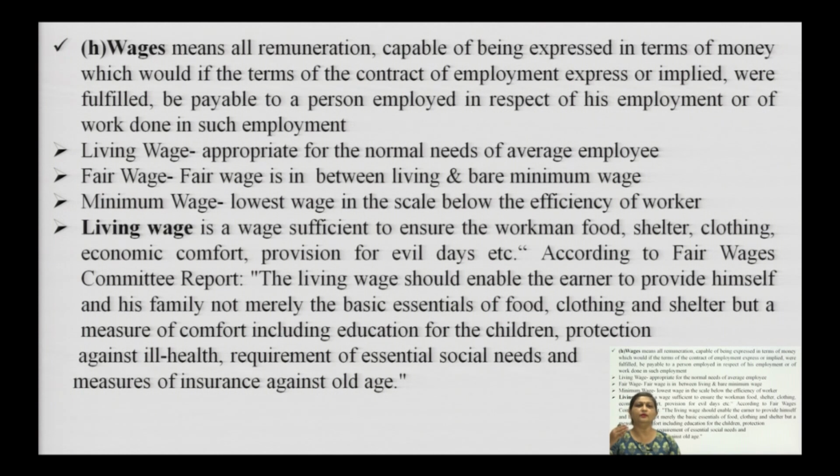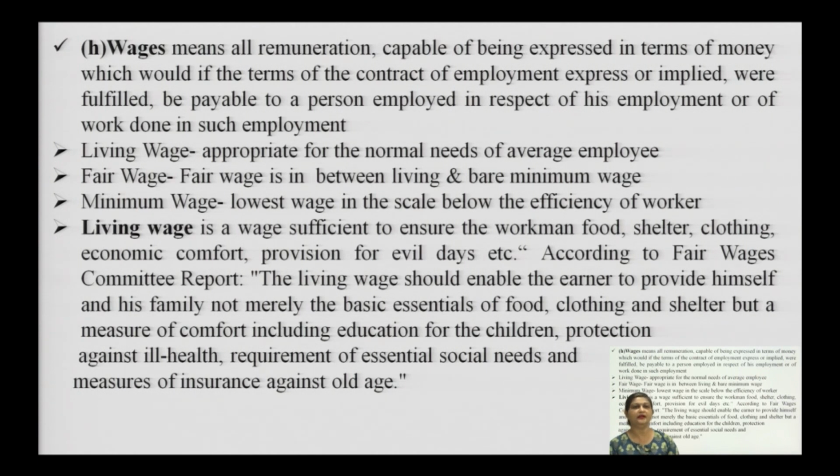Now, if we talk about wages, we study three kinds of wages: living wage, fair wage and minimum wage. Now, we are talking about minimum wages. Minimum wages are the lowest wages in the scale, below the efficiency of the worker. Fair wages are between living and bare minimum wages, and living wages are appropriate for the normal needs of an average employee. If we want to discuss these kinds of wages in an elaborate way, living wage is a wage sufficient to ensure the workmen food, shelter, clothing, economic comfort, provisions for able days, etc.